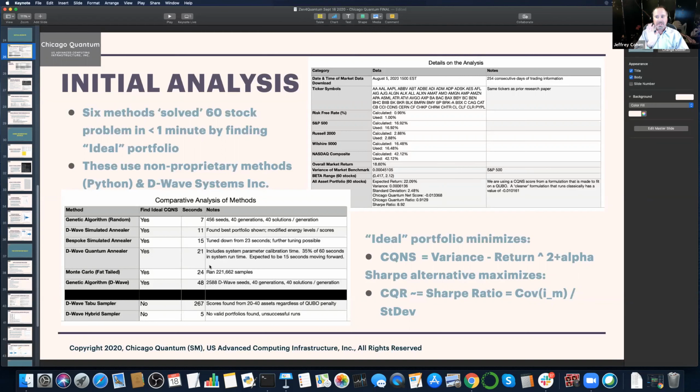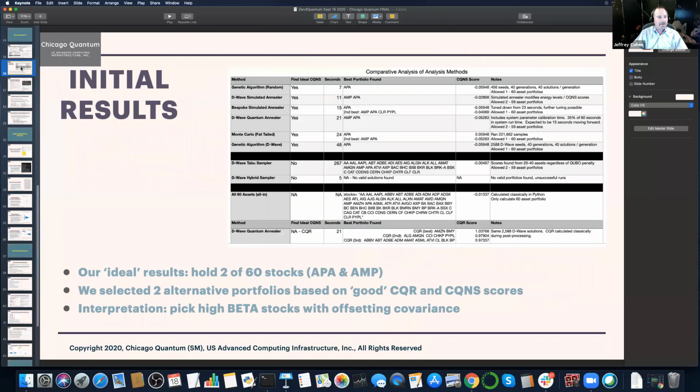So this was kind of the state of play, 60 stocks. Now, a little different. The genetic algorithm is faster. The simulated annealer is faster. And to be honest, we can run the quantum annealer now with a little less calibration, maybe 6 seconds. I'm getting the best I can give to a client. So we've gotten better at this. 60 stocks is easy now for us.